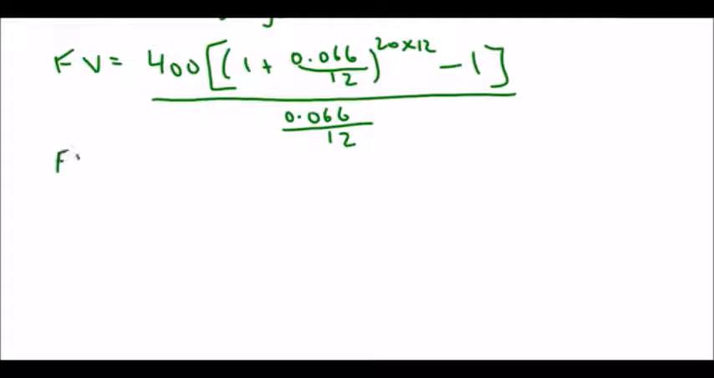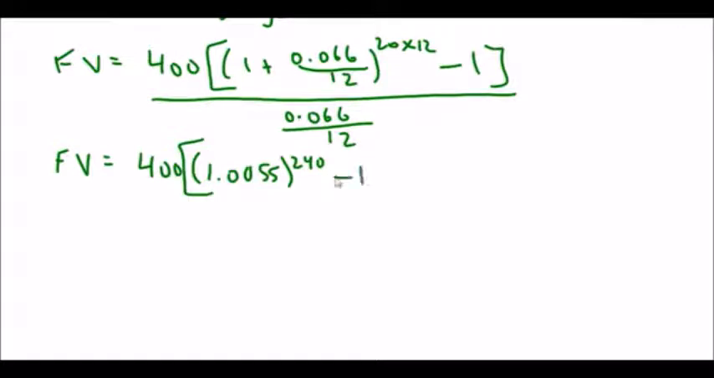So the future value is $400 times, so I know this is still 1.0055. This time my exponent is 240. Let me put this nice bracket in before I lose track. And we're going to divide by 0.0055. So let's do the math.